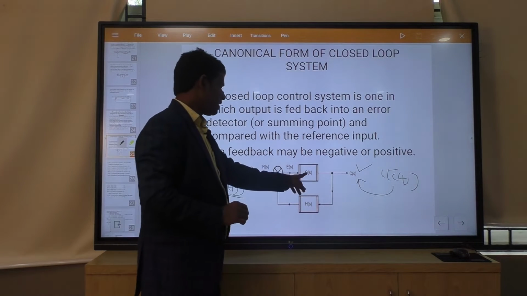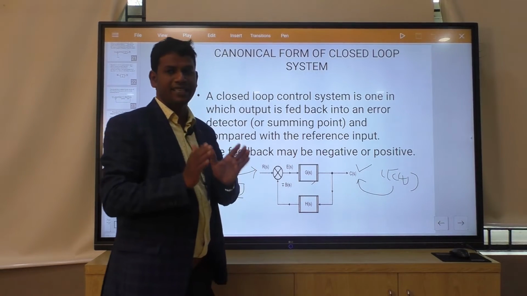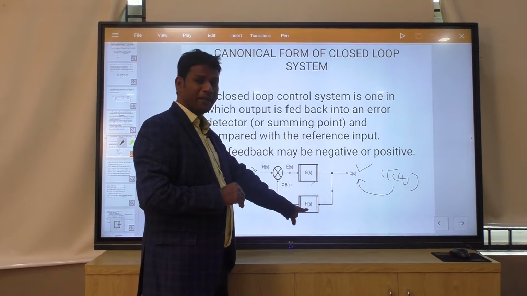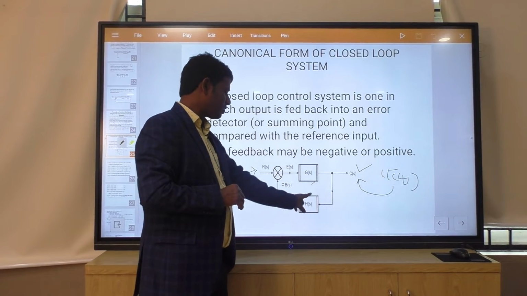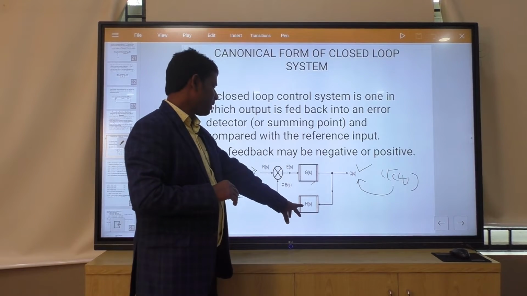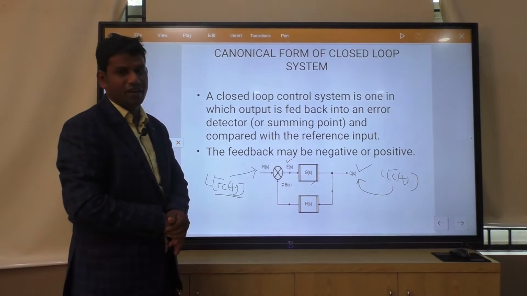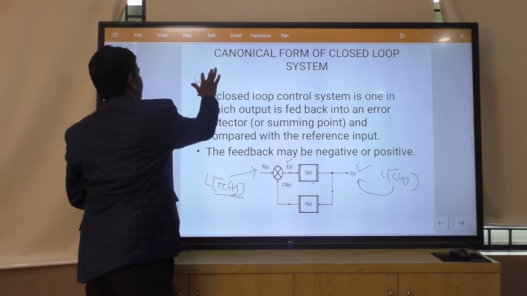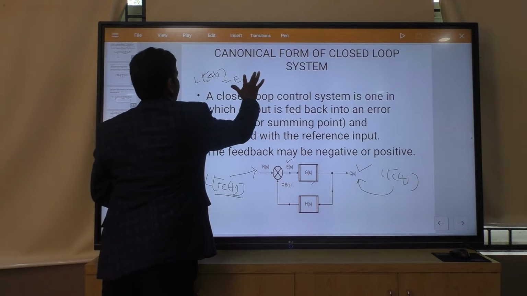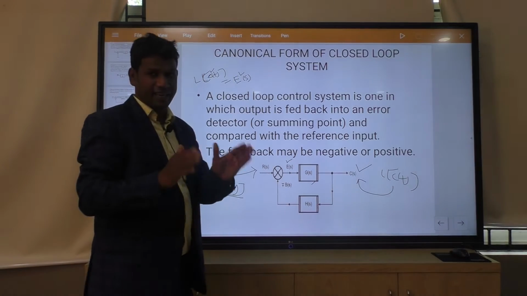So what is GS? GS is the forward path transfer function, because I told you each block must contain a transfer function. HS is called the feedback path transfer function, because the feedback path contains a block that contains HS. ES is the error signal, the Laplace of ET. Error signal ET, its Laplace is ES. Time domain ET, frequency domain ES.